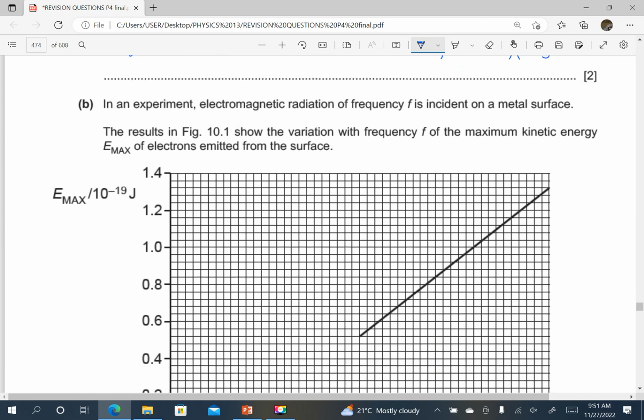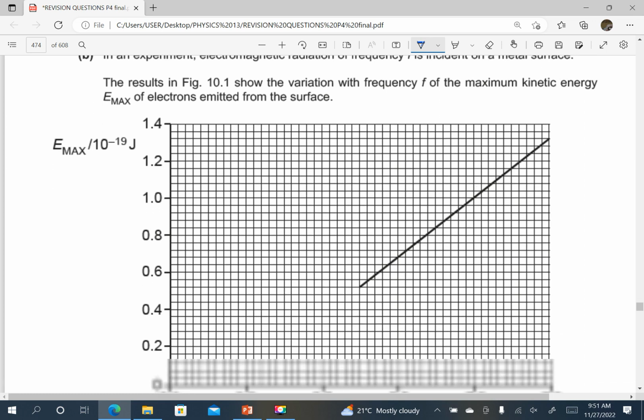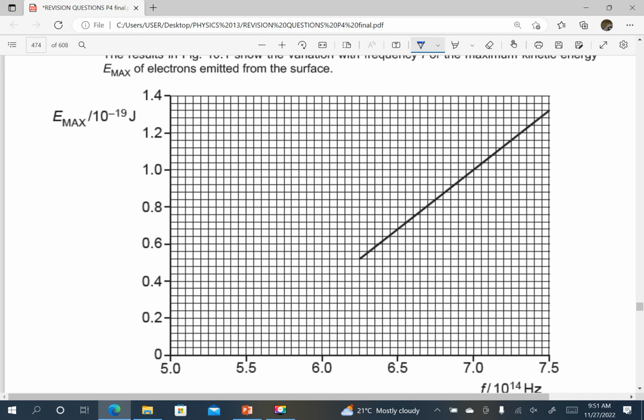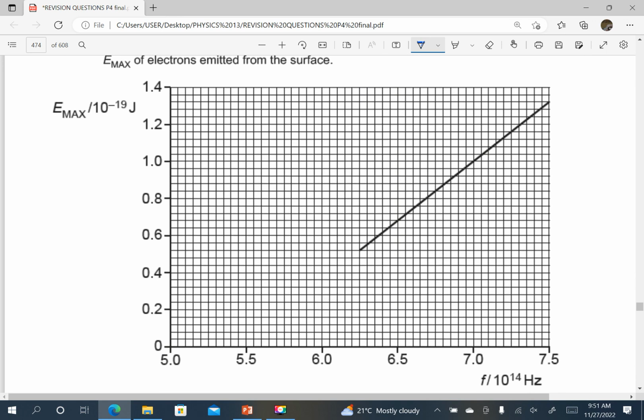In an experiment, electromagnetic radiation of frequency F is incident on a metal surface. The results in the figure show the variation with the frequency F of the maximum kinetic energy of electrons emitted from the surface. So we have a graph. The graph is always similar in shape. It is always a straight line. So this is a graph of maximum kinetic energy against the frequency, as we can see. Maybe it will be necessary for us to prolong this line so that it touches the x-axis.